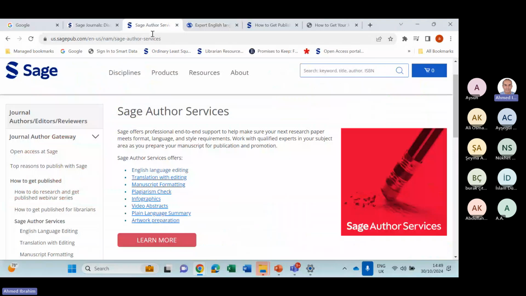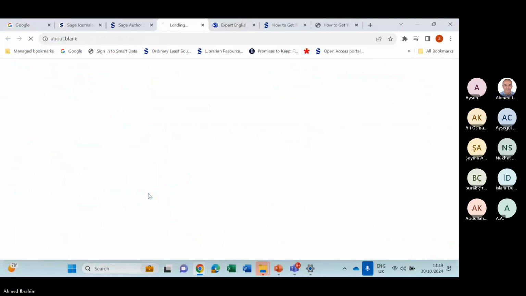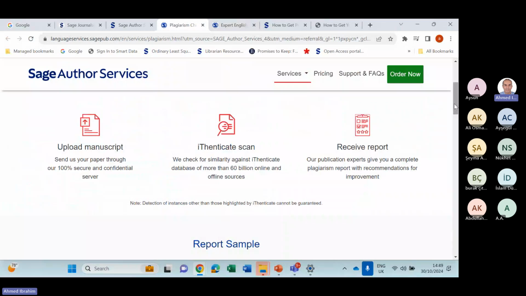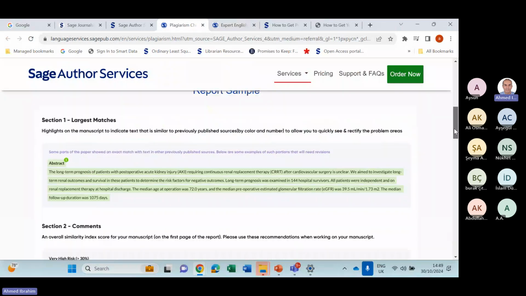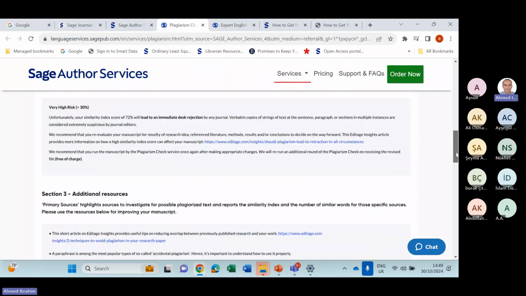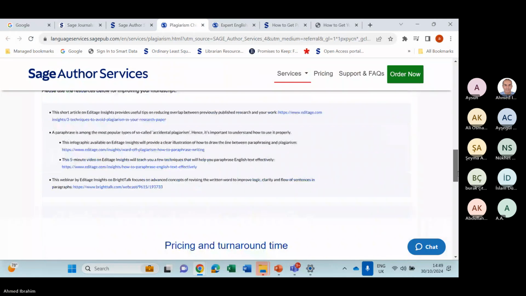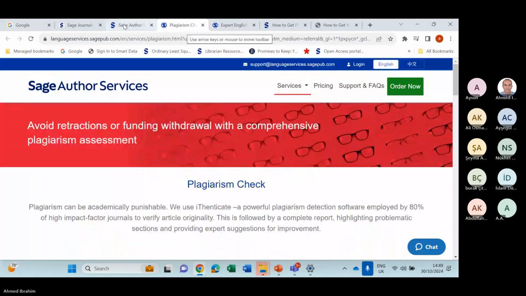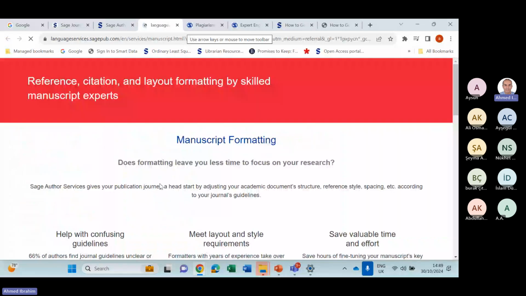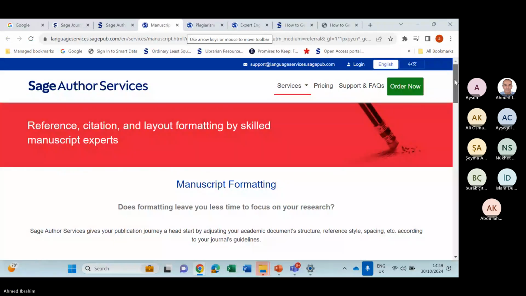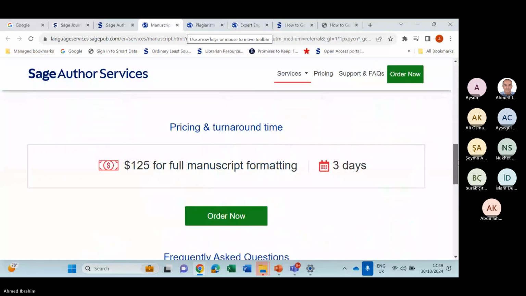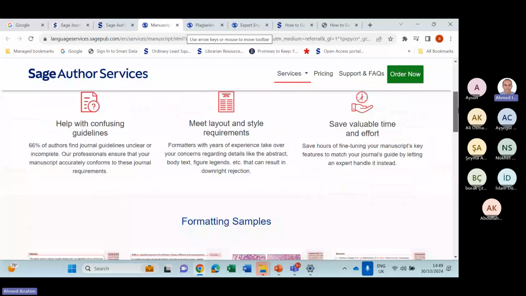subscribe. You have also plagiarism check. So you can upload a manuscript and see the plagiarism percentage. And also it's a paid service. And you have manuscript formatting. You can use this service and order if you need to.